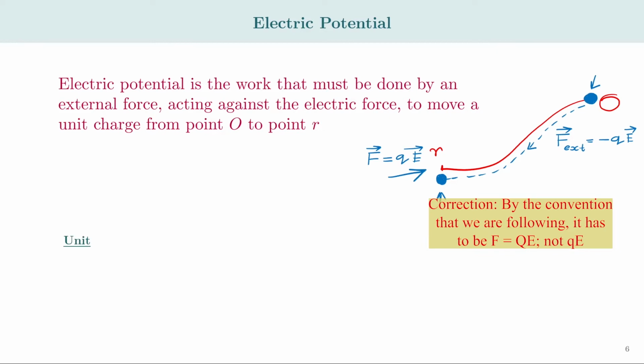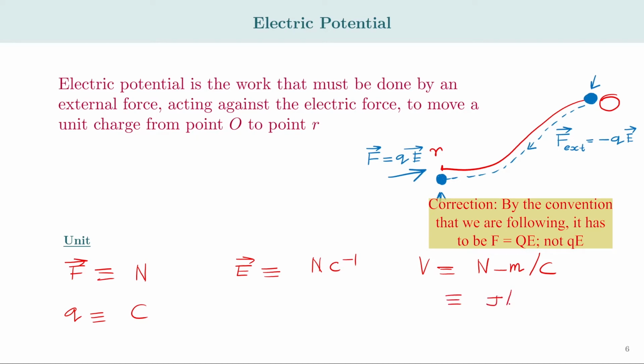Now the unit of potential. The force is always measured in newtons and the charge is measured in coulombs. And therefore the electric field is expressed in terms of newtons per coulomb. And accordingly, the potential is Newton meter per coulomb, or this is equal to joule per coulomb. And 1 joule per coulomb is known as 1 volt.